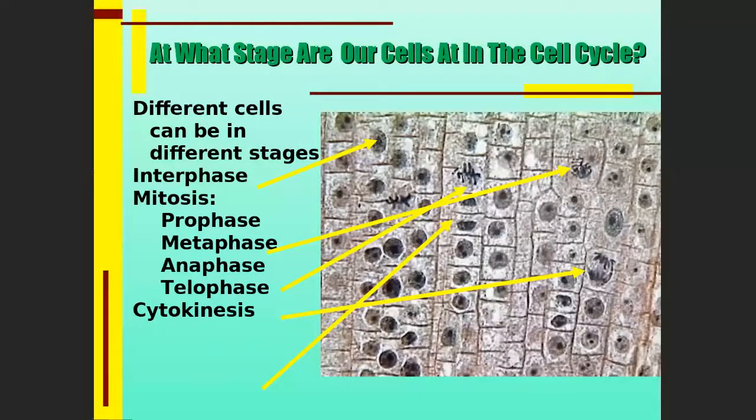At what stage are our cells in the cell cycle? Different cells can be at different stages: interphase, mitosis, and cytokinesis. You see these are skin cells, and these skin cells are at different stages in different areas. They do not all go from the start of the cell cycle to the end together, but they are at various stages in different parts of the body.